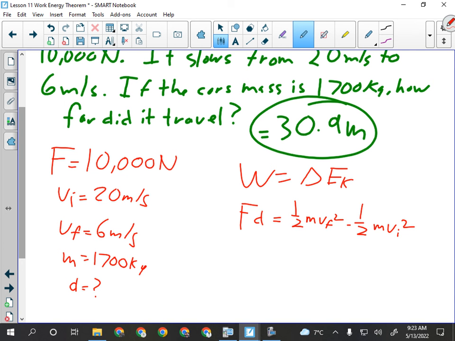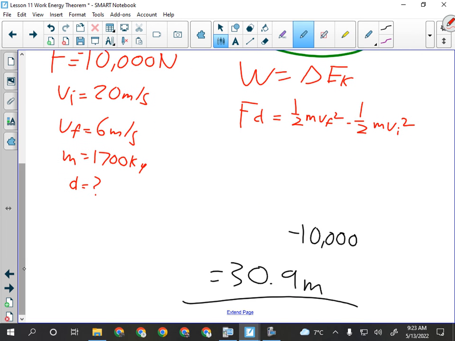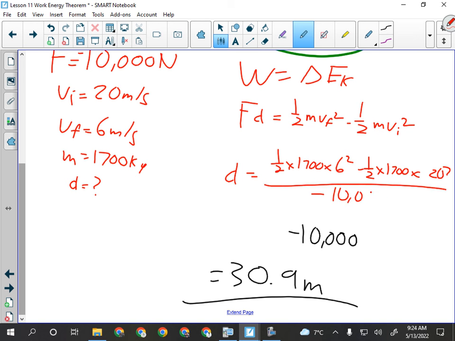Force. Your brakes exert a force backwards. That's why you accelerate negatively when you apply them. That's why you slow down. It's a force that's backwards. So this force is actually negative 10,000 newtons. So when we manipulate this to solve for D, we're left with D equals 1/2 times 1700 times 6 squared minus 1/2 times 1700 times 20 squared, divided by negative 10,000. Okay, and that gives us a positive 30.9 meters as a result.